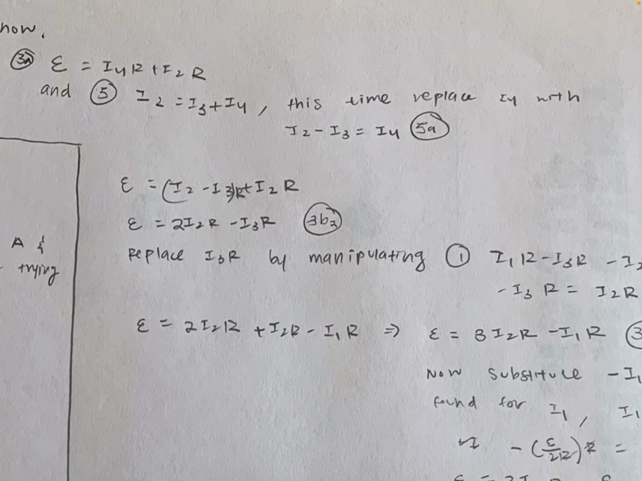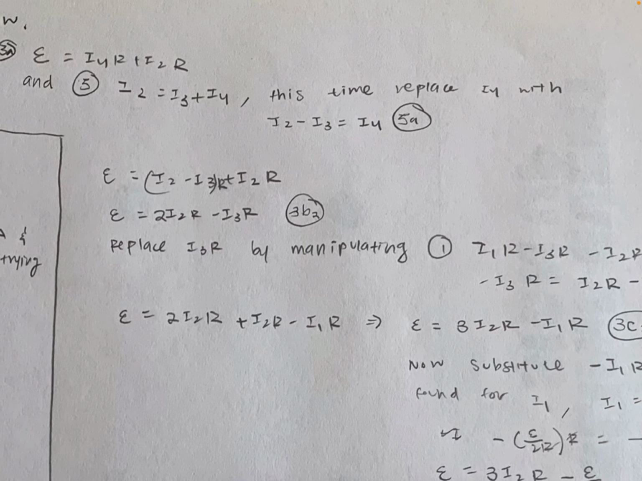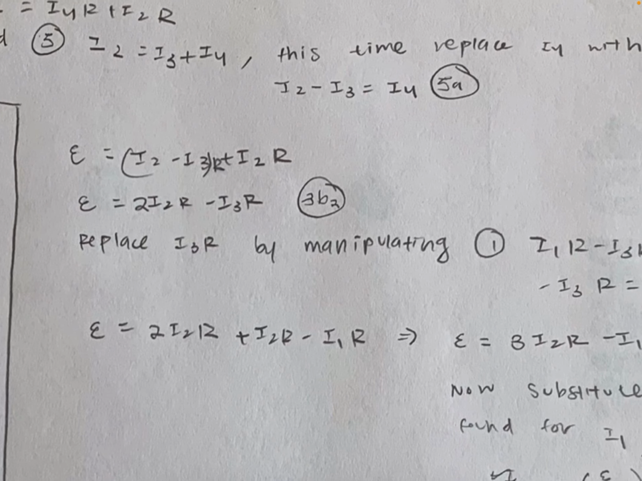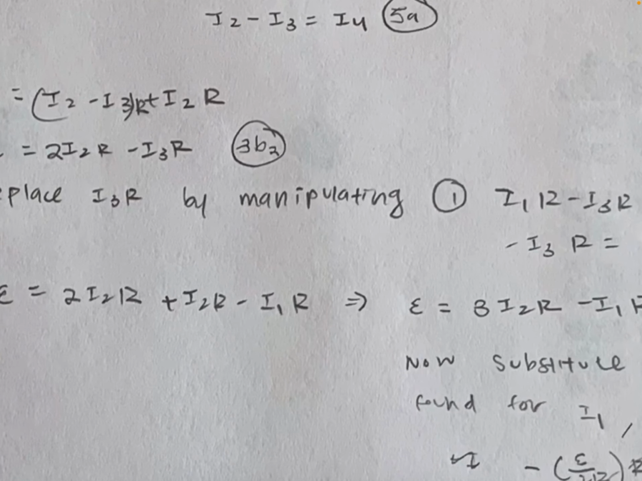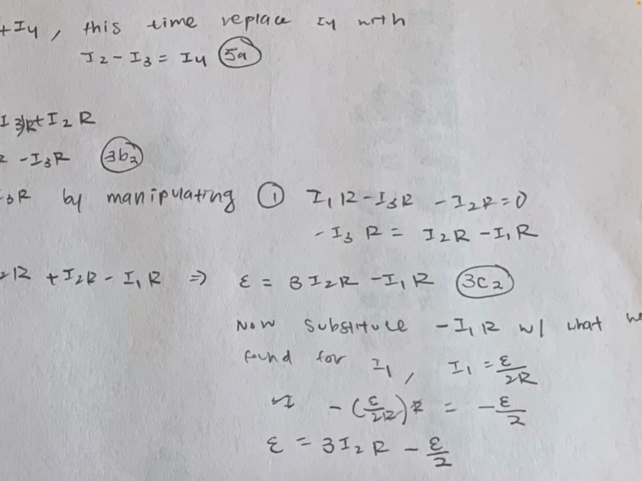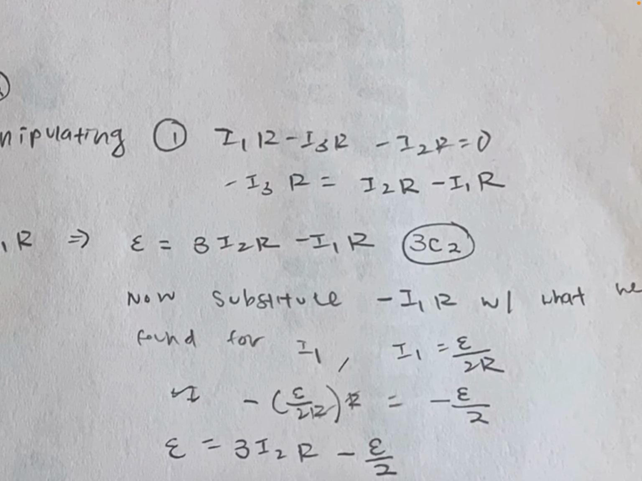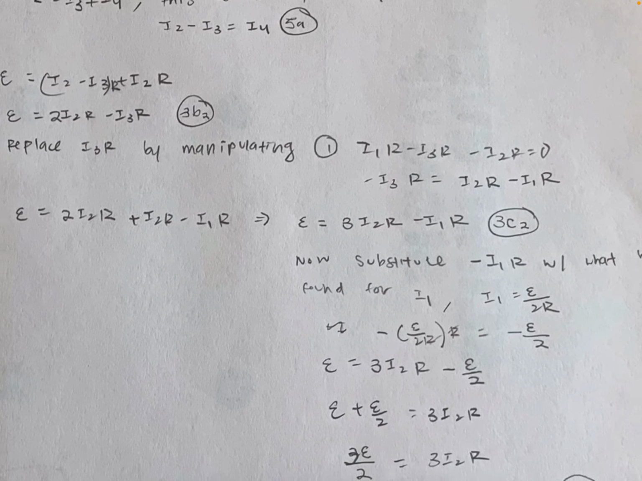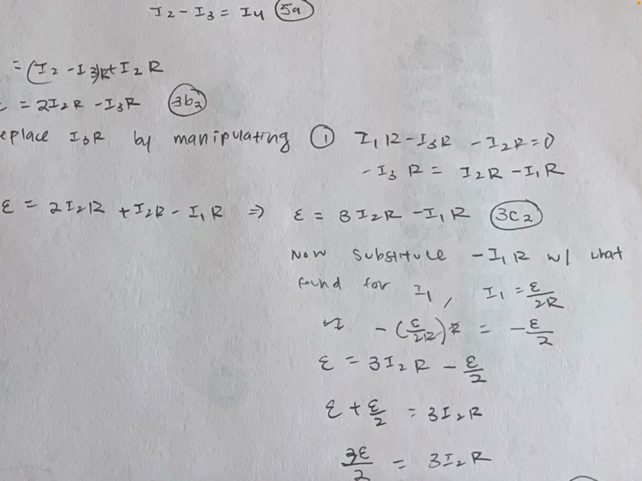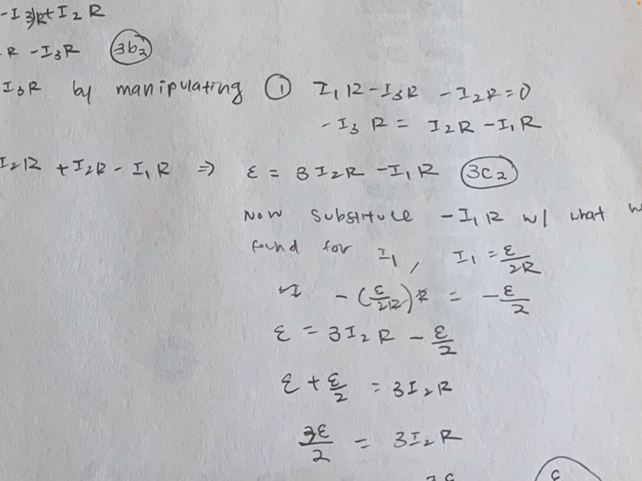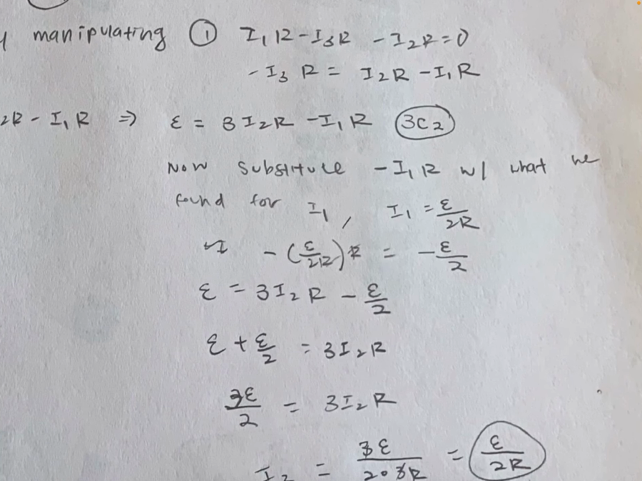Oh, sorry, I'm going to manipulate it. So I'm going to change it to 5a. I'm changing I4 now, where I2 minus I3 equals I4. So I substitute and I get E equals 2I2 minus I3R. This is going to be 3b sub 2 because we had a 3b before. I'm going to replace I3R by manipulating equation 1, which is I1R minus I3R minus I2R equals 0. So since it's 2I2 minus I3R, I can just leave I3 as negative and do I2R minus I1R. And then I get E equals 3I2R minus I1R. That's 3c2.